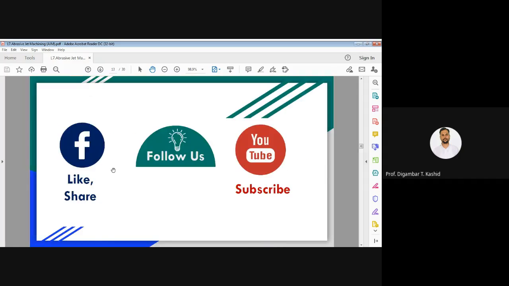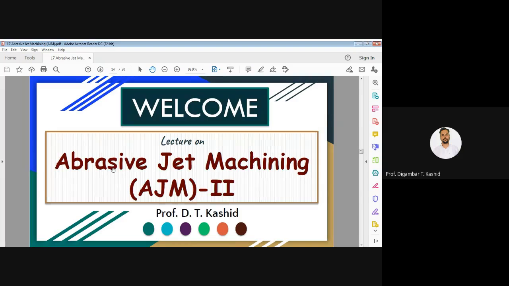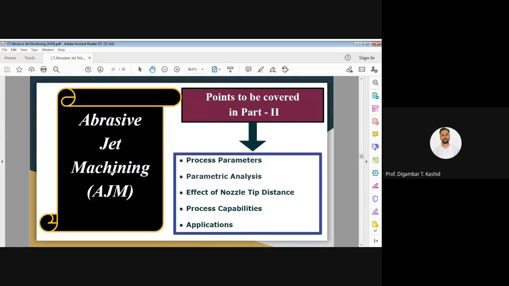So this is part one of the abrasive jet machine. Now let us discuss the second part, that is, what the process parameters are, and how the material removal rate is going to change with respect to different process parameters. That is what we are going to discuss now.